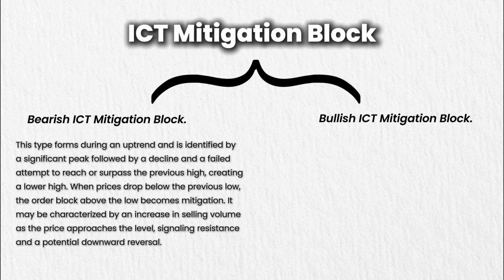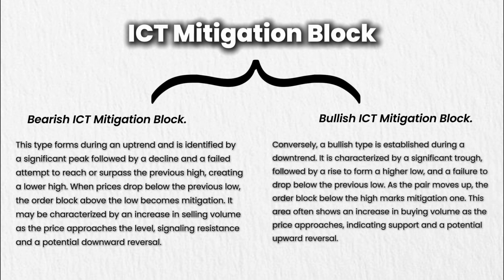Bullish ICT mitigation block. Conversely, a bullish type is established during a downtrend. It is characterized by a significant trough, followed by a rise to form a higher low and a failure to drop below the previous low. As the pair moves up, the order block below the high marks mitigation one. This area often shows an increase in buying volume as the price approaches, indicating support and a potential upward reversal.